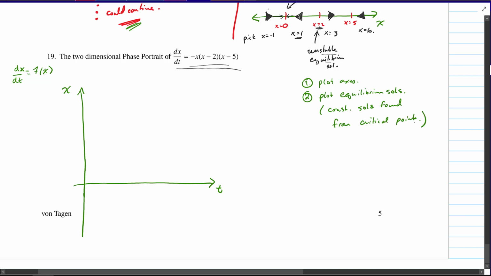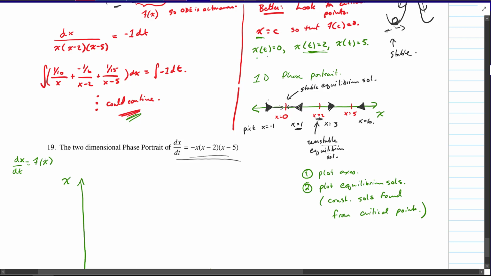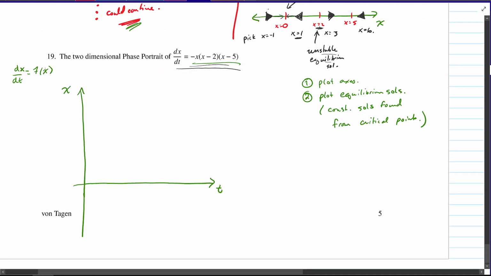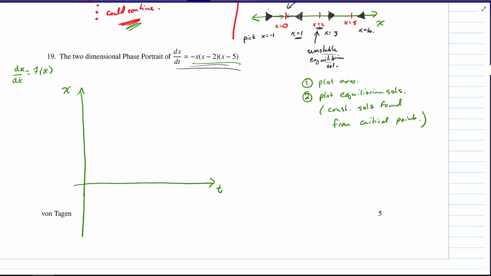So in our last video, we said, okay, well, we've got these three critical points, x equals 0, x equals 2, x equals 5. Those were the numbers that I could plug into the autonomous ODE, which caused the rate of change to be 0. And of course, once the rate of change is 0, it never changes, right? It can never change beyond that if it's just a first order ODE. So we're going to plot those three critical solutions.